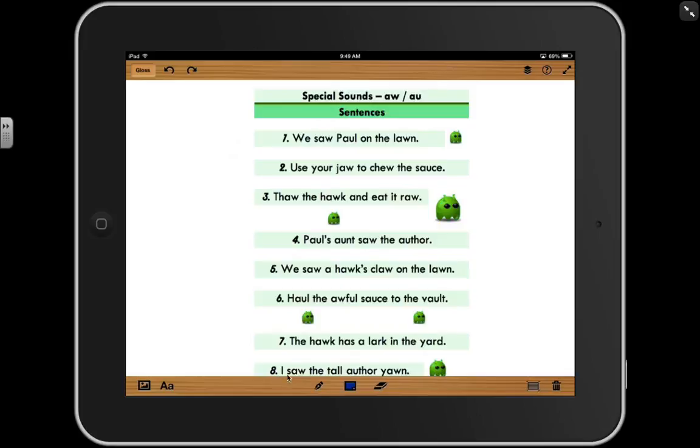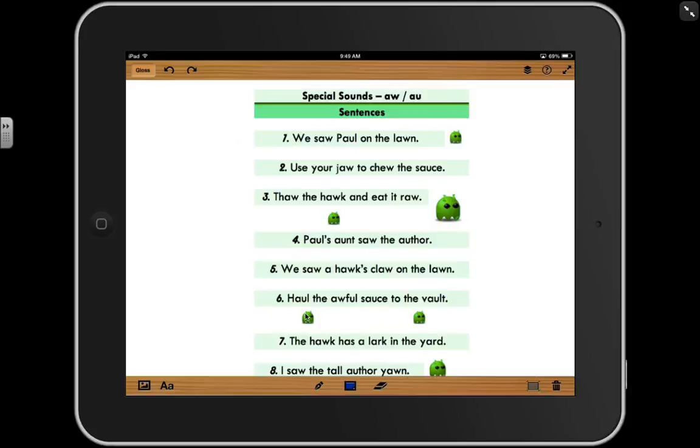All right, one last sentence. There's an AW. Let's read this slowly. That says aw, so saw. Any other ones? Oh, there's this word. AU says aw, so author. AW says aw, so say it slowly. Yawn. I saw the tall author yawn. One last time. I saw the tall author yawn.